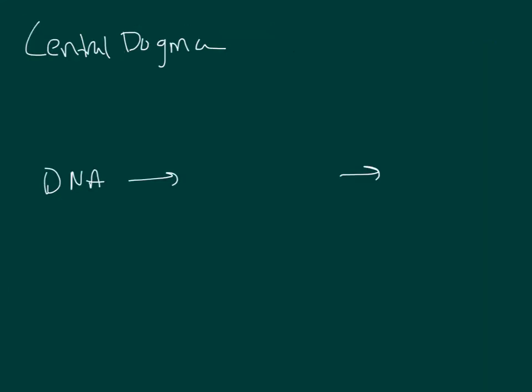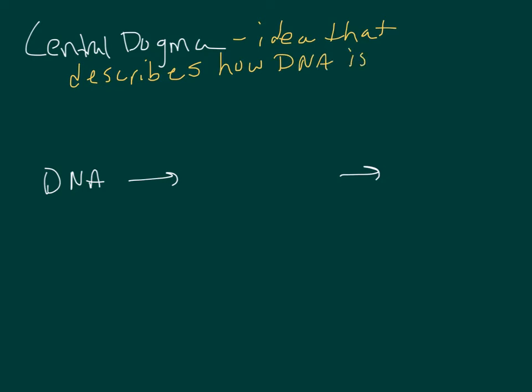So now that we talked about what DNA is, we're going to talk a little bit about how DNA is expressed. DNA is expressed in something called the central dogma. The central dogma was an idea that describes how DNA is transformed and translated, an idea that describes how DNA is turned into a genetic footprint or a genetic plan.